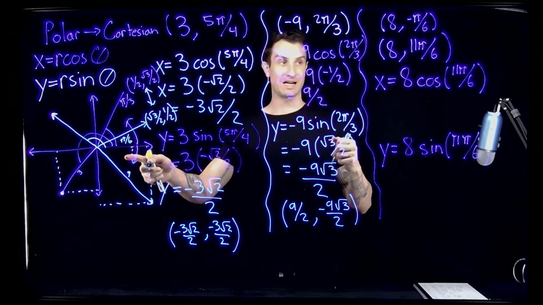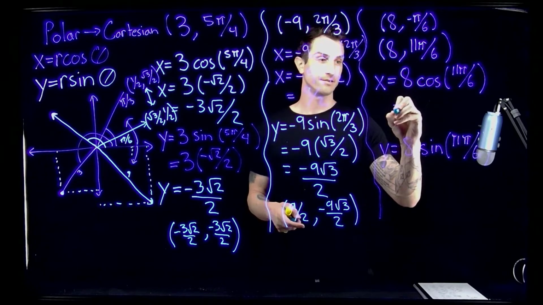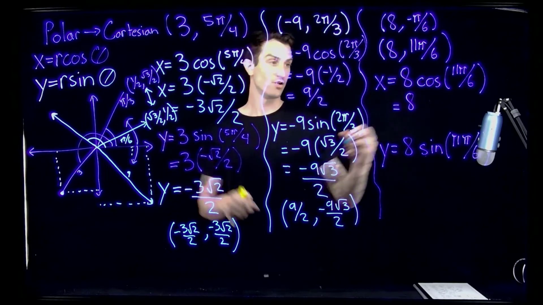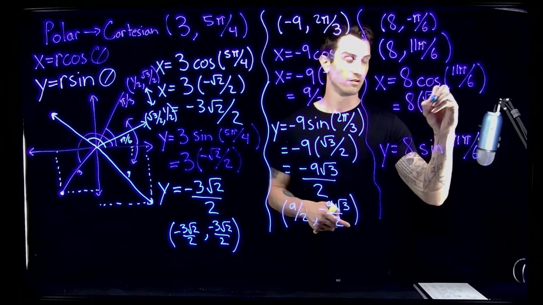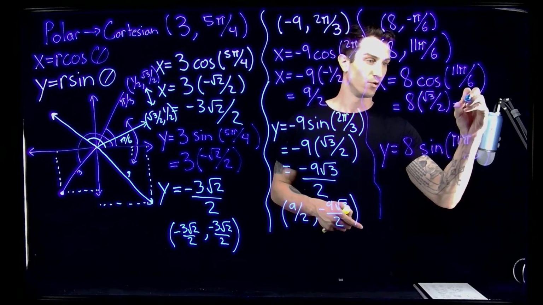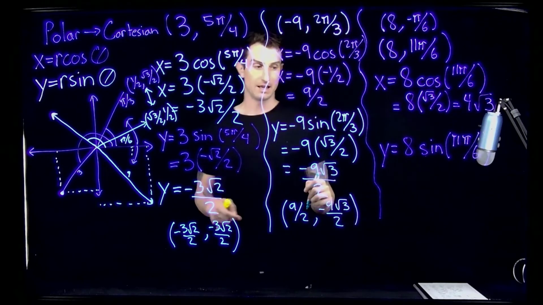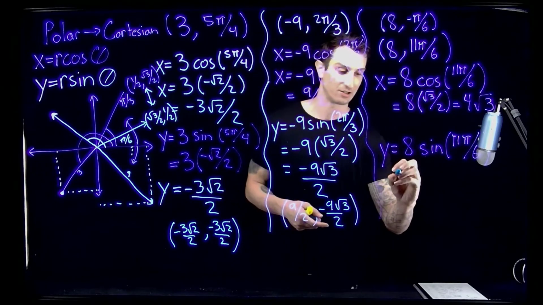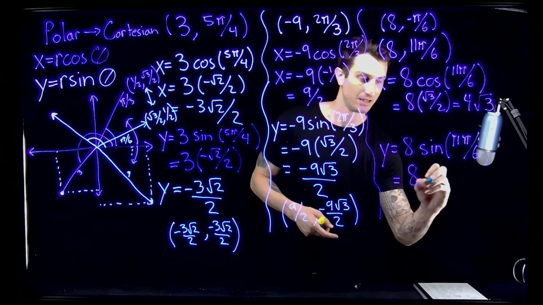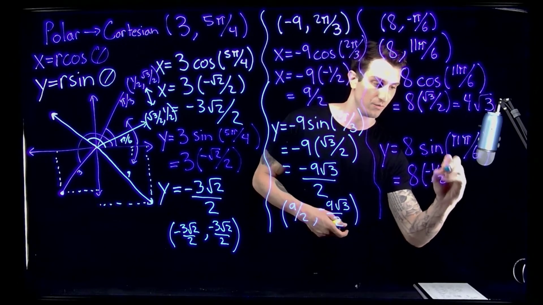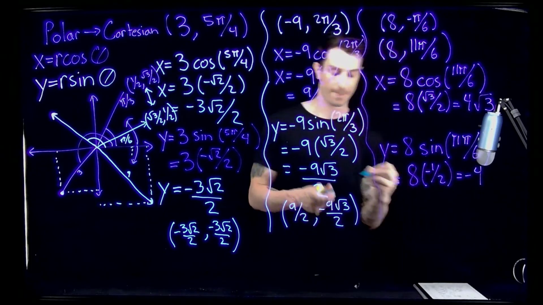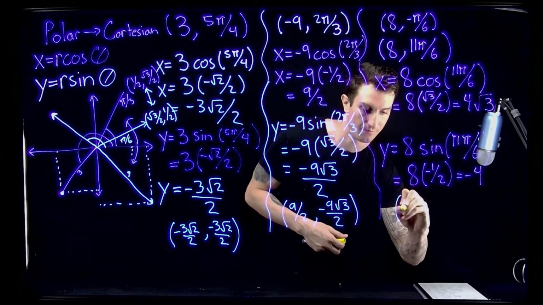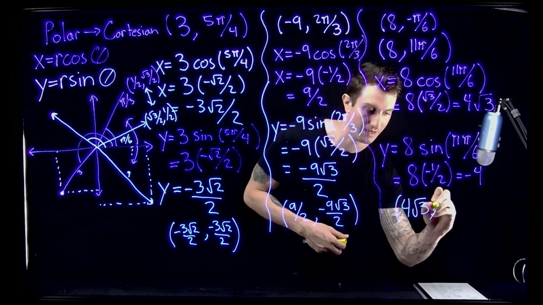So I'm still in positive x territory. So 8 cosine of 11 pi over 6 would be positive rad 3 over 2, which just gives me 4 rad 3. And sine is negative. So it's a negative 1/2 because it's the y value. So I have 8 times negative 1/2, which just gives me negative 4. So finally, we have a value here of 4 rad 3 positive and negative 4.